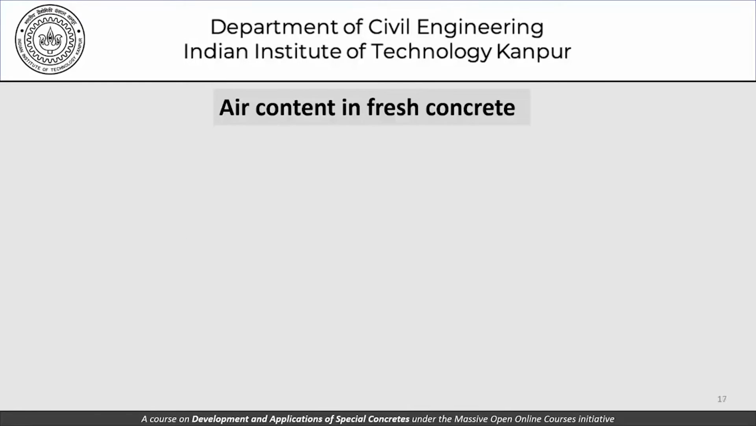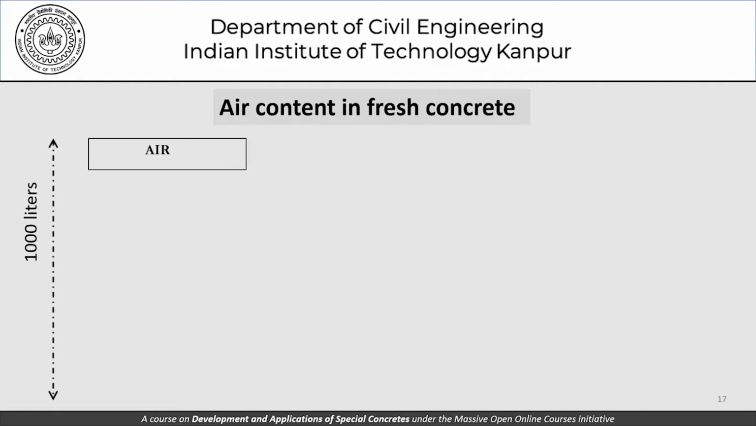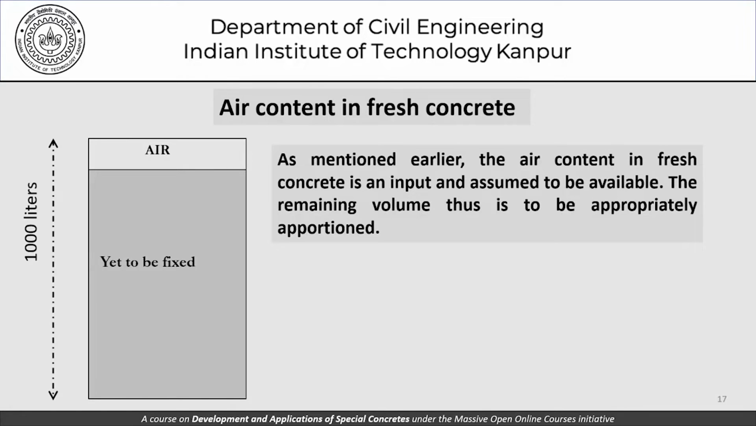First comes the air content in fresh concrete. That is, out of the 1000 liters, we need to know how much air we have. What percentage? If it's 2%, it's 20 liters. If it's 5%, it's 50 liters from the 1000 liter pitcher. As mentioned earlier, the air content in fresh concrete is an input and assumed to be available. Like I said, it could be 2%, 5%, whatever the number is. And the remaining volume has to be appropriately apportioned between the other constituents.